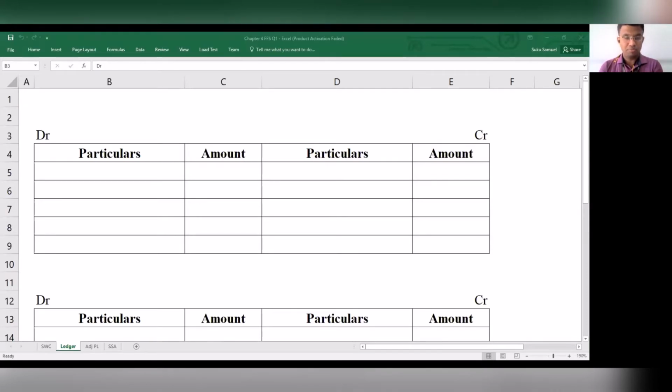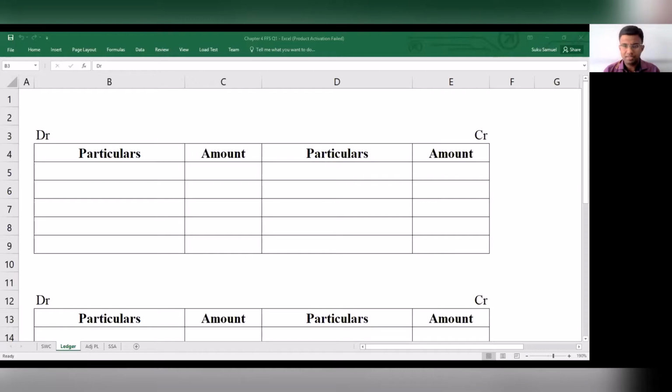Now, moving forward, what we have to remember in this particular question is that we are preparing ledgers for land and building, plant, and provision for taxation. Land and building, plant, these are real accounts. So remember the golden rule: debit what comes in, credit what goes out. Provision for taxation would be a nominal account. So debit all expenses and losses, credit all incomes and gains.